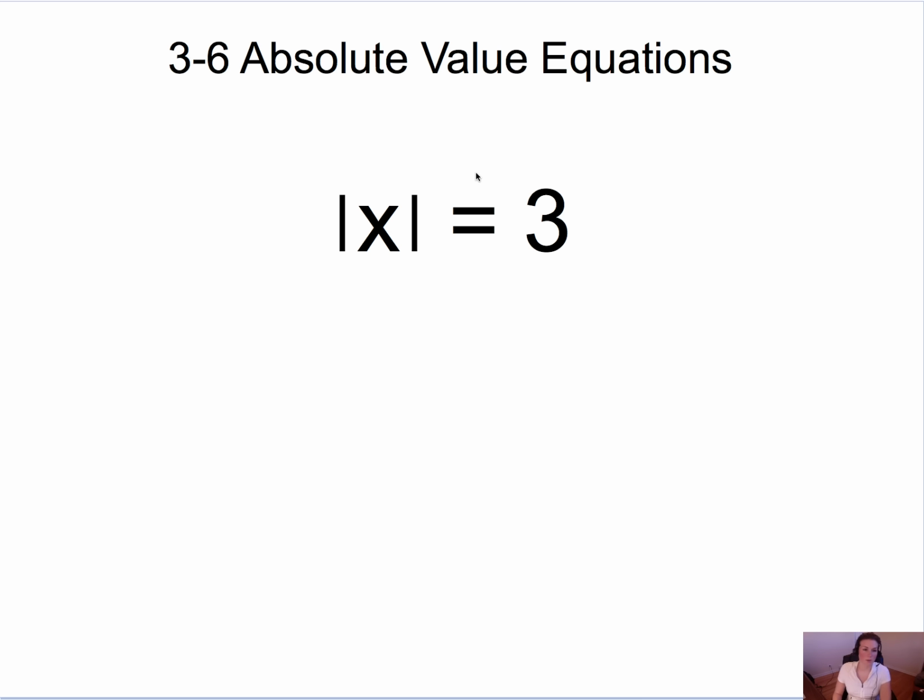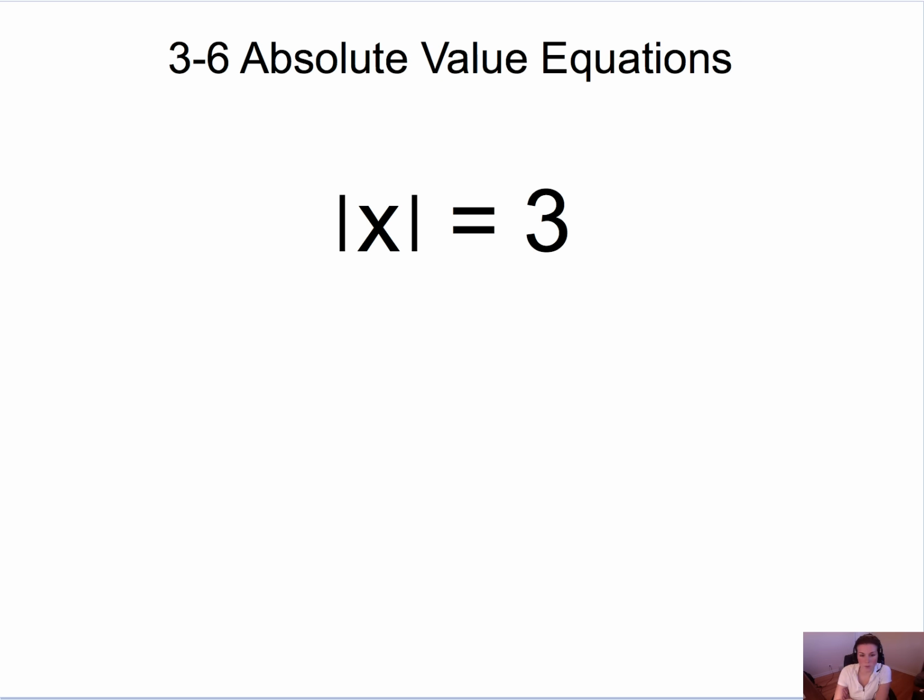Today we're working on Chapter 3, Section 6, Absolute Value Equations. Before we get into any problems though, you've got to understand one major concept here. What I have on the screen is the absolute value of x equals 3.